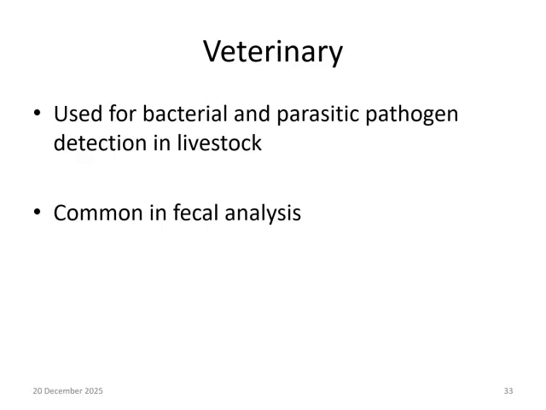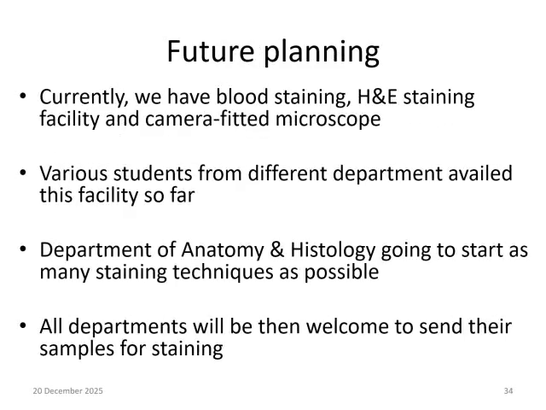Future planning. Currently, we have blood staining, H&E staining facility and camera-fitted microscope. Various students from different departments are aware of this facility so far. The Department of Anatomy and Histology is going to start as many staining techniques as possible. All departments will then be welcome to send their samples for staining.